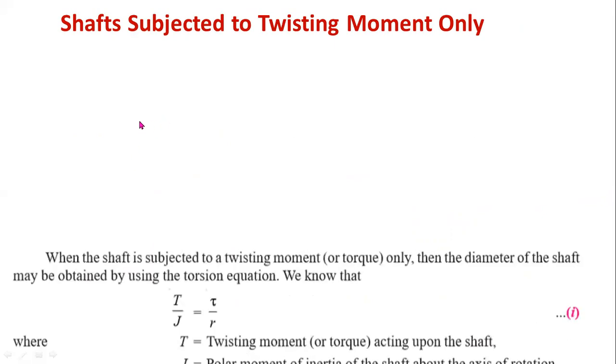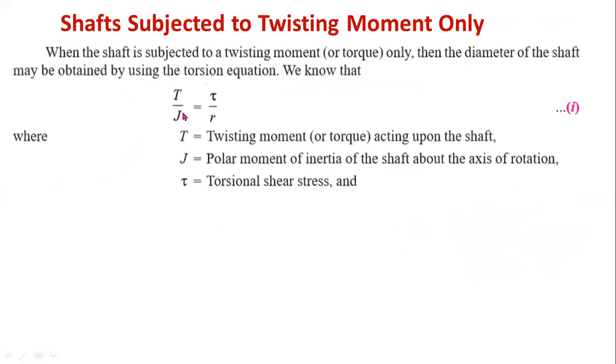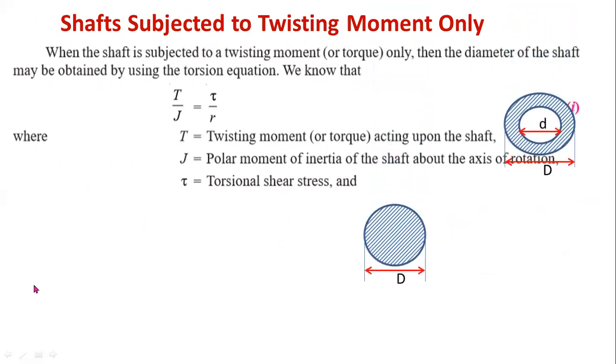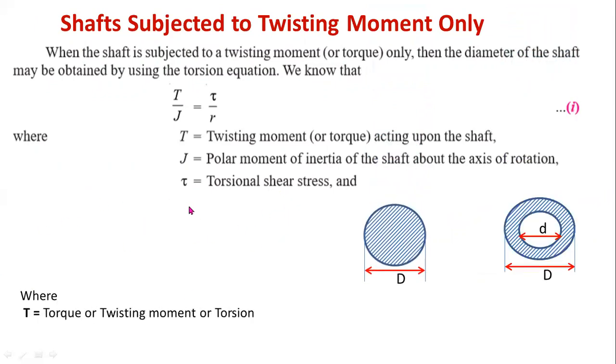This is the first type: shafts subjected to twisting moment only. From the torsional equation, tau by r equal to T by J, first of all, you have to consider torque or twisting moment, that is T. This is the formula for solid shaft. This is the formula for hollow shaft.